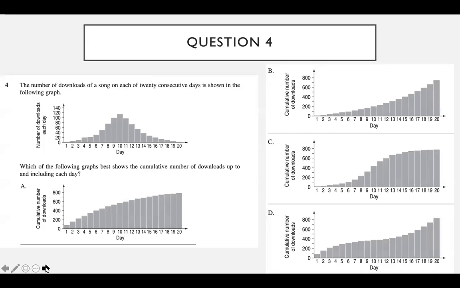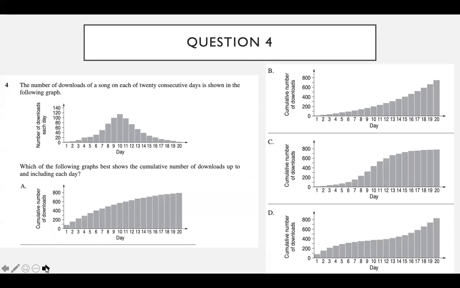In question four, the students needed to determine which of graphs A to D best showed the cumulative number of downloads up to and including each day, based on a normal shape distribution at the start of question four there. And so an opportunity for them to demonstrate that, and they had to show their knowledge and understanding there.